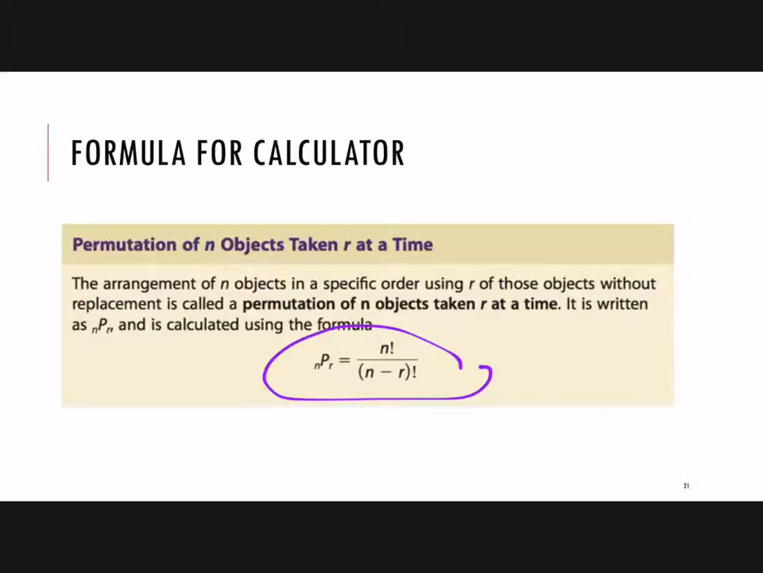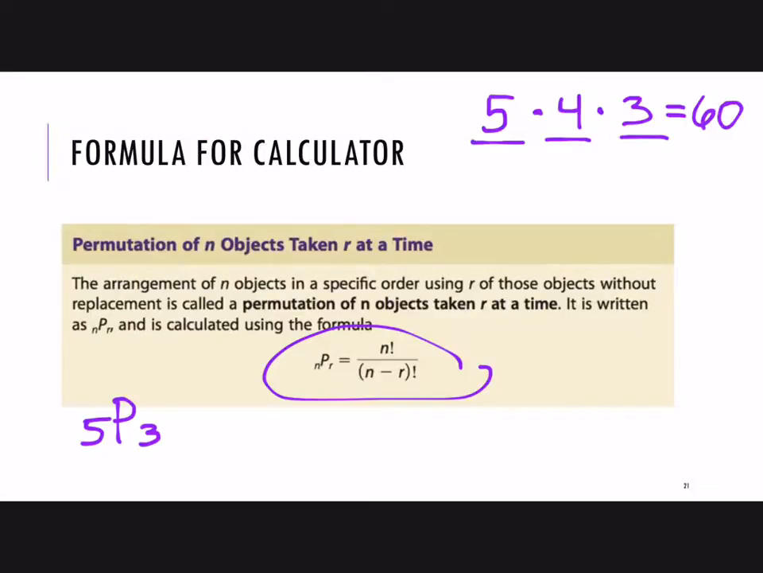All right, so let's say we had 5 and we wanted to arrange 3 of those objects. So if you had like 5 people and you wanted to arrange 3 of them in a line, then that should be 5 times 4 times 3, or 60. But now you have a shortcut if you have this key on your calculator.